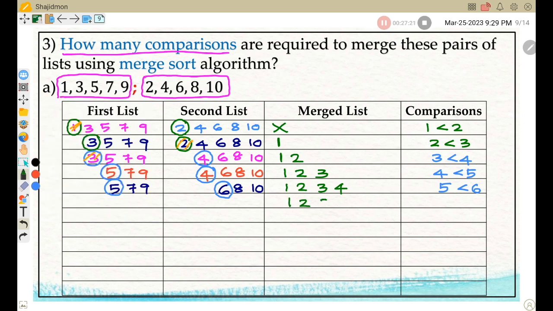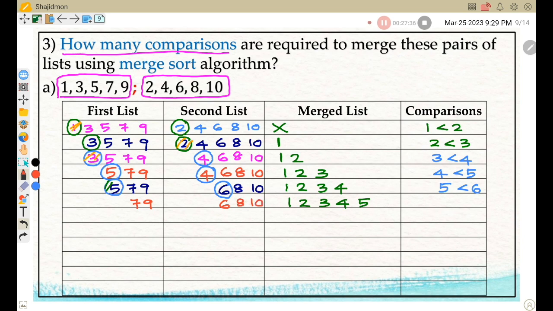1, 2, 3 and 4 already we have. Now 5 is coming to the sorted list. So 5 is there. So this 5 is done. Now what are the remaining? Here 7 and 9 and here 6, 8 and 10.